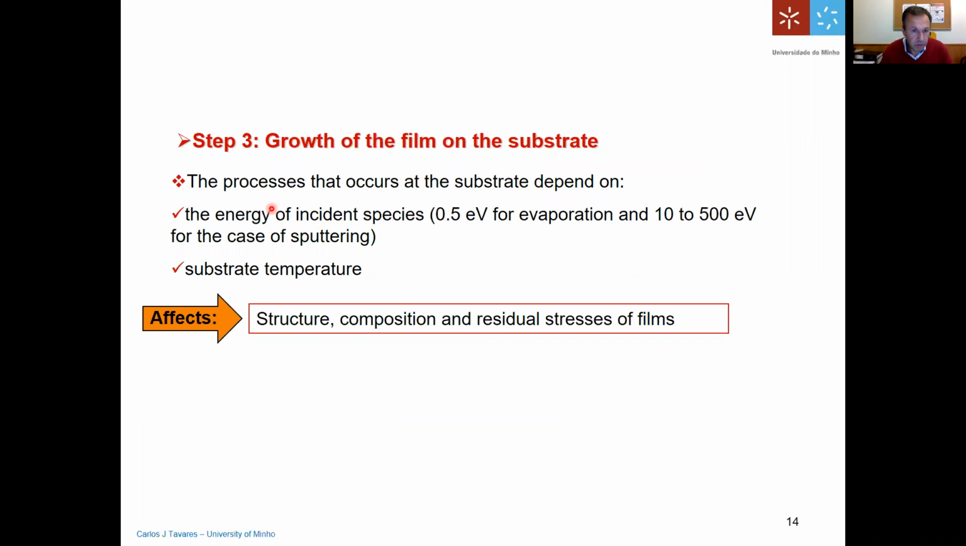And this, of course, is related to the energy of the impinging particles. And the substrate temperature is also very important for the nucleation of the film. You really need a sufficient substrate temperature to give the conditions for the thermodynamics to develop and for the film to nucleate on the surface. But if the substrate temperature is very high, then there's also the possibility of these particles being reflected, and they will not contribute to the growth of the thin film. So all of these things will impact the structure, the composition, and the residual stresses of the films that we produce using this method.